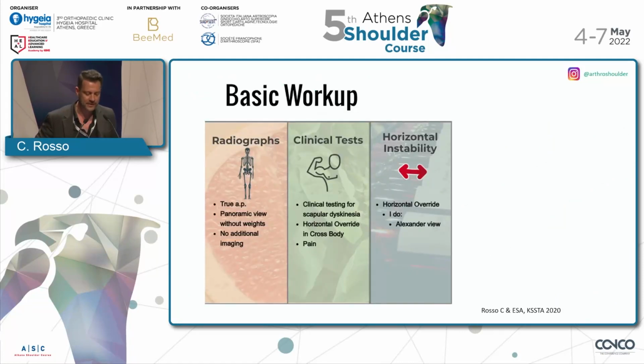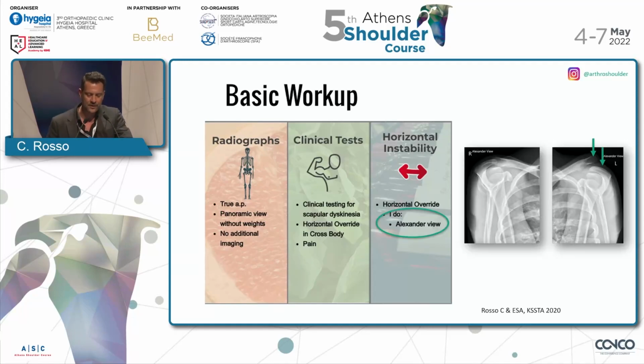And then for horizontal instability, as Knut said, in the consensus, we did not say that you have to do Alexander views, but I do Alexander views. And you can see here, the right shoulder is the intact one, and here you can see the AC joint separation with the horizontal override. Here you have just a little bit of a distance, and here you can see that there is a horizontal override of the clavicle. Basically, it's the acromion under the clavicle and not the clavicle over the acromion.